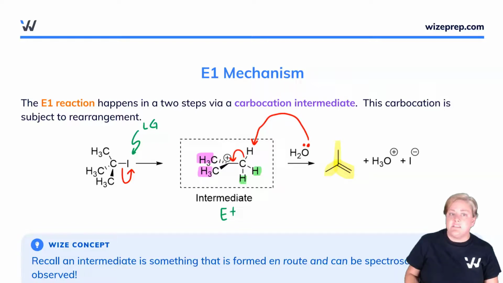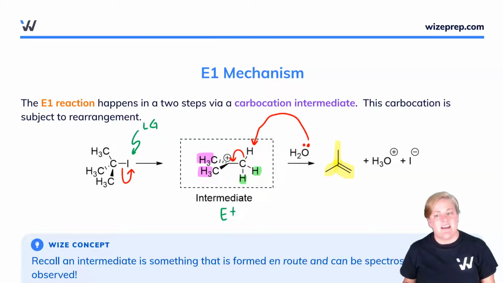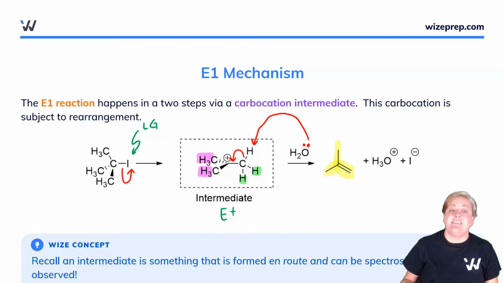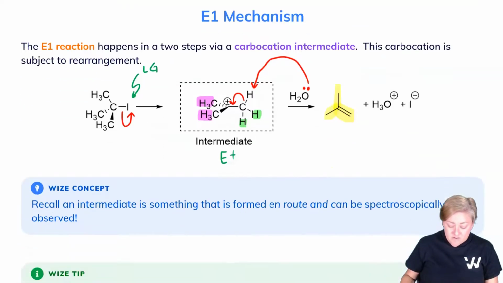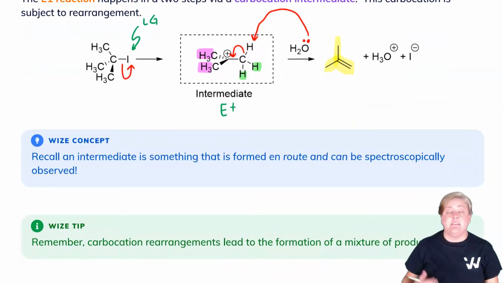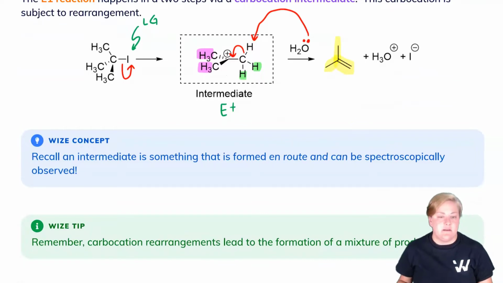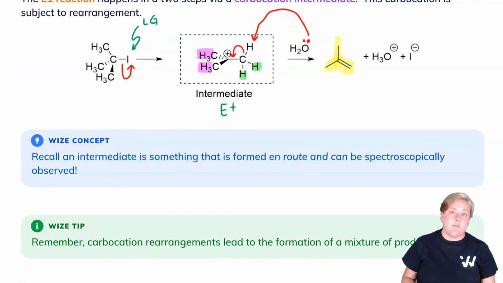For now, this is the general mechanism. Departure of the leaving group, make the carbocation intermediate, abstract a hydrogen in order to generate an alkene. Remember that this intermediate is something that is formed en route and can be observed. And remember that carbocation rearrangements are tricky because they can lead to the formation of multiple products.